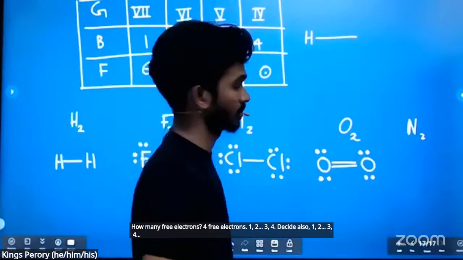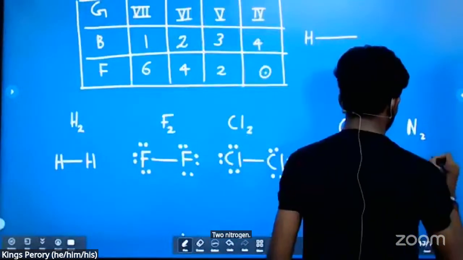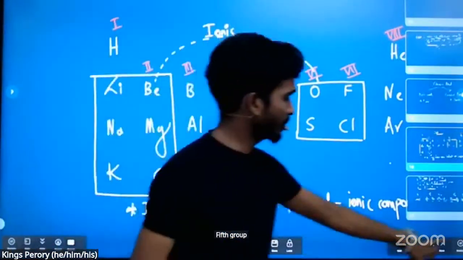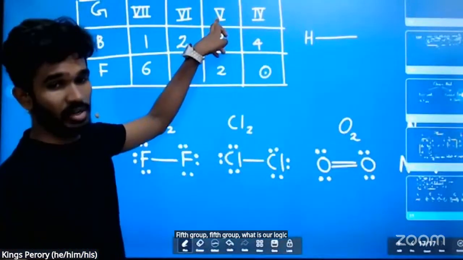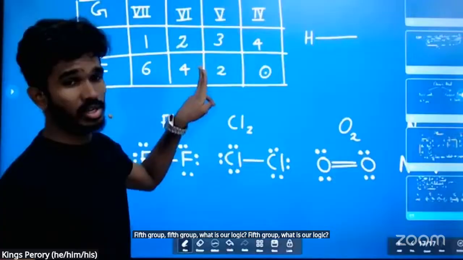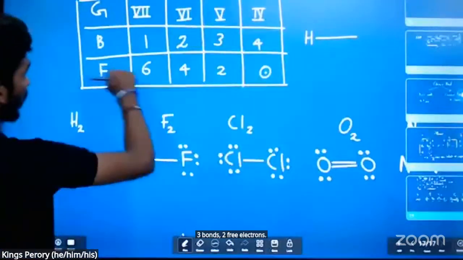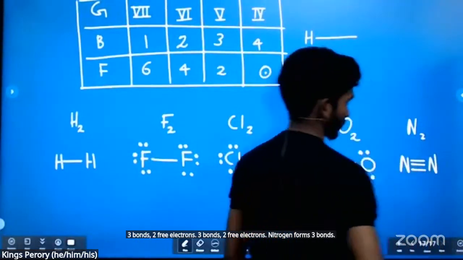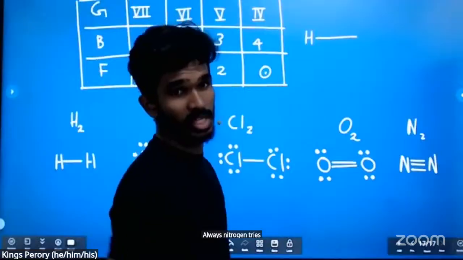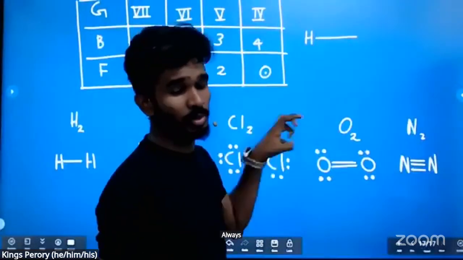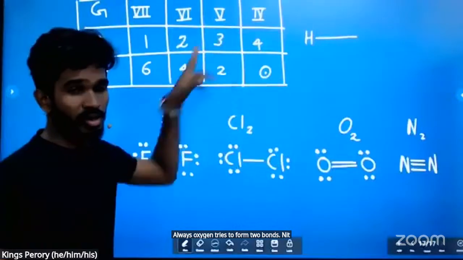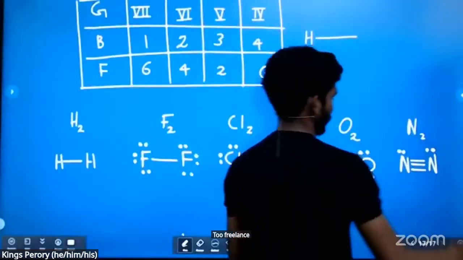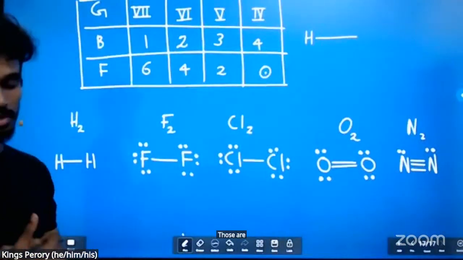N2. 2 nitrogen are there. N and N. Nitrogen is in which group? Fifth group. What is our logic? 3 bonds, 2 free electrons. Nitrogen forms 3 bonds. 1, 2, 3. Always nitrogen tries to form 3 bonds. Keep that in mind. Always oxygen tries to form 2 bonds. Nitrogen 3 bonds, 2 free electrons. Those are the homoatomic molecules we have.